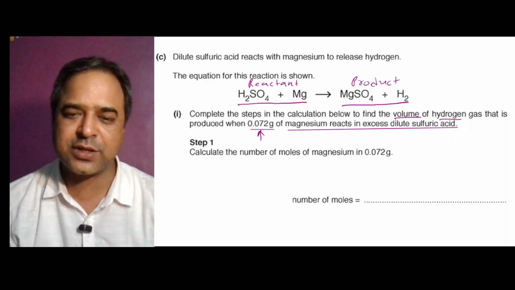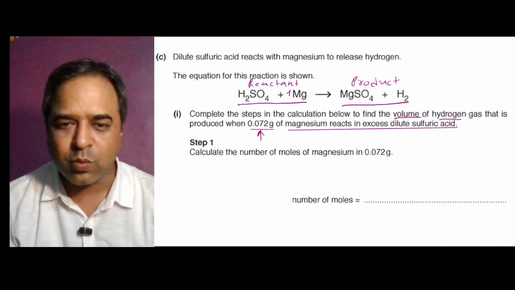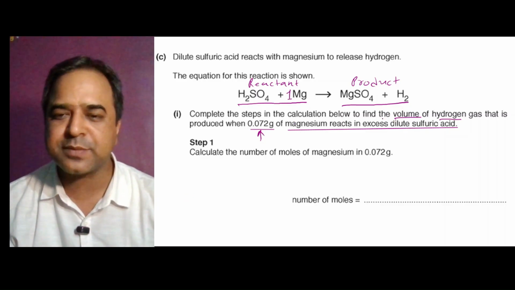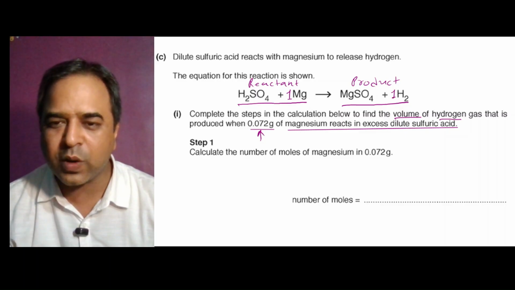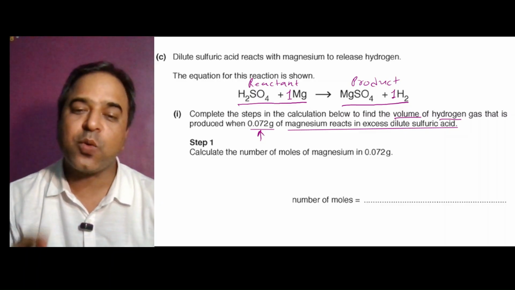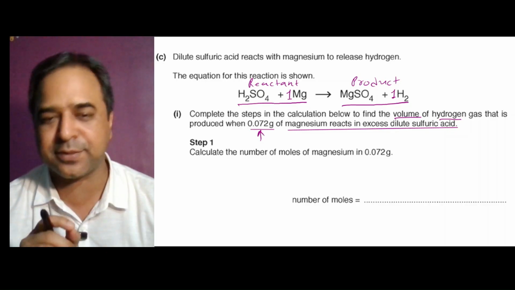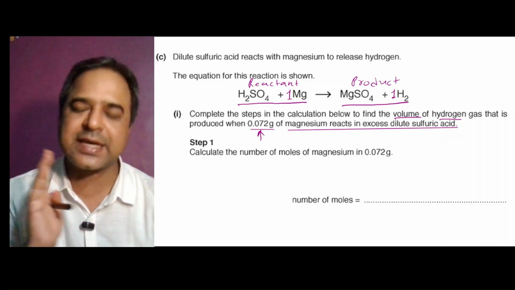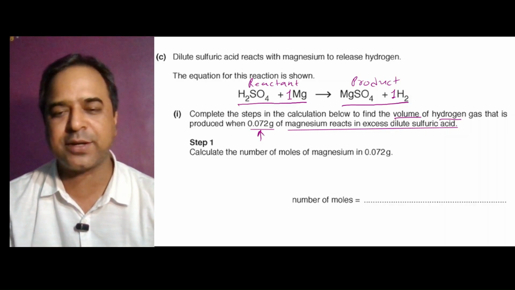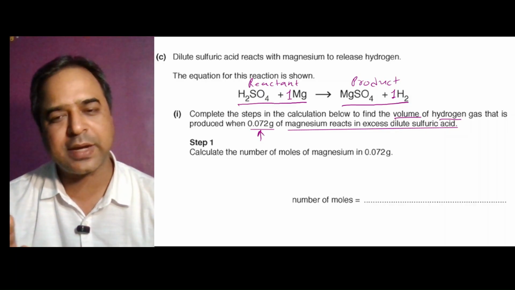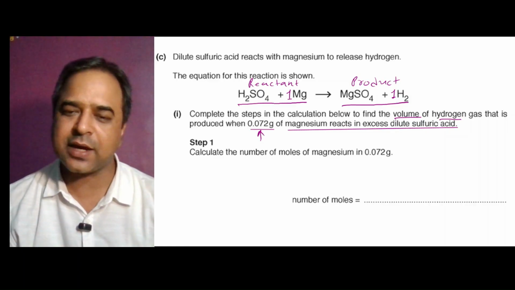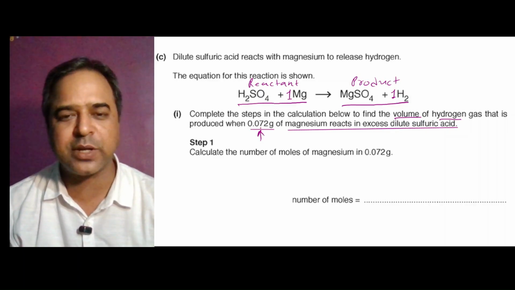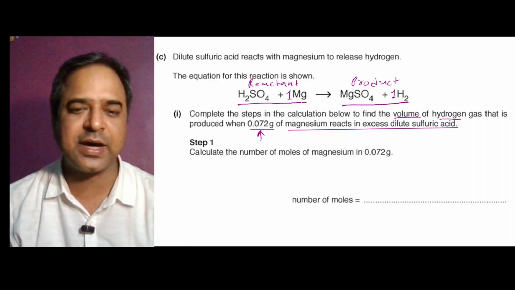In this case, you need to understand here 1 mole of magnesium is producing 1 mole of hydrogen. So whatever number of moles of magnesium you are going to get, the same number of moles of hydrogen you are going to get in the product. Now we will find out how many moles of magnesium we are using.